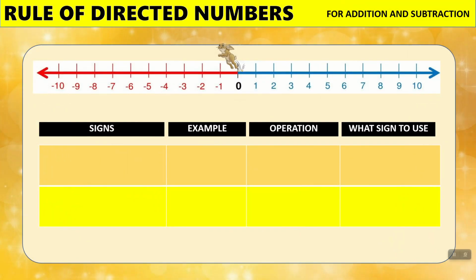So these are our rules. Let's review them now. When the signs are different, for example, plus 2 and minus 3, we can see that the 2 is a positive, the 3 is a negative. They are different.